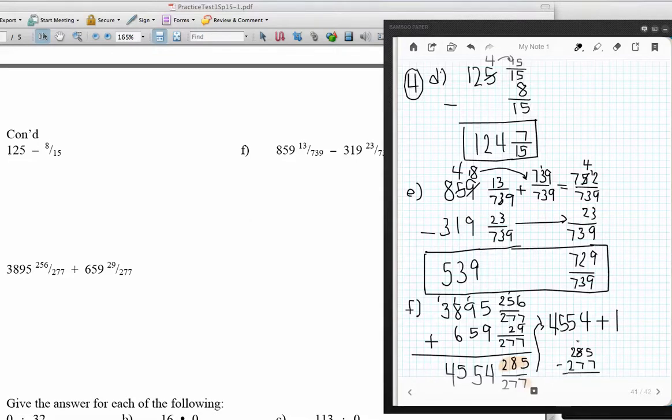So I'm going to borrow, and that's 7, and 15 minus 7 is 8. That's 0, and that's 0. So I have 8/277ths left over. 8 is only made up of a bunch of 2's, and 277 is not divisible by that, so that fraction is not going to reduce. So now I'm going to add together those whole numbers. So that's going to become 4,555, and then 8/277ths, and then my answer will be complete.